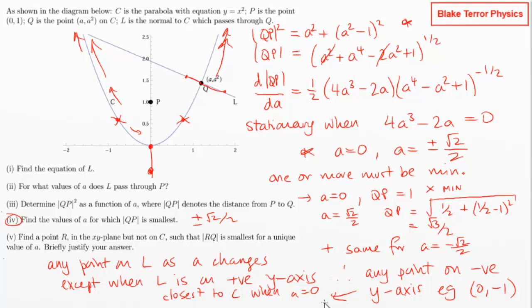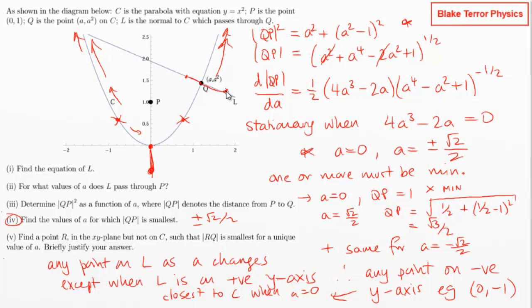Right. That was a really weird way of wording that question. Something that was fairly obvious, in that we can say (0, -1) is only going to be closest to Q when A is 0. Yeah, it's kind of weird, isn't it, the way they phrase that. But have I definitely read that right? RQ is smallest for a unique value of A. Yeah, so it is going to be smallest for a unique value of A. It's only going to have its minimum distance.